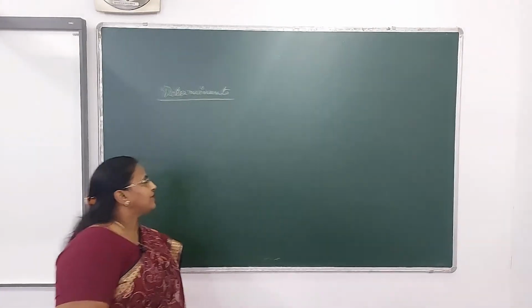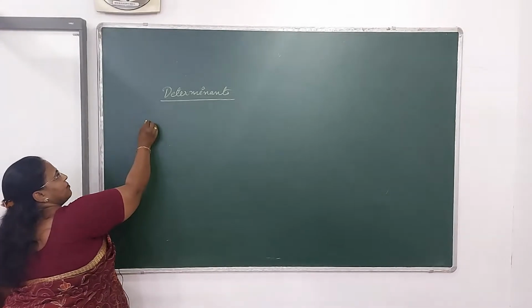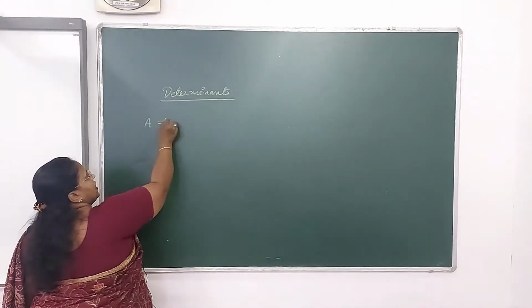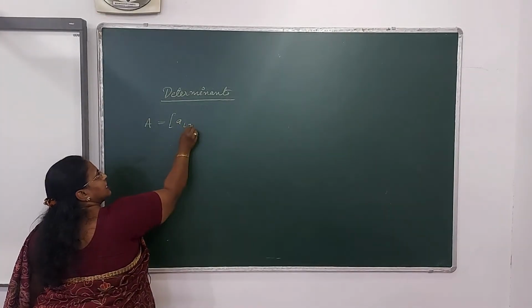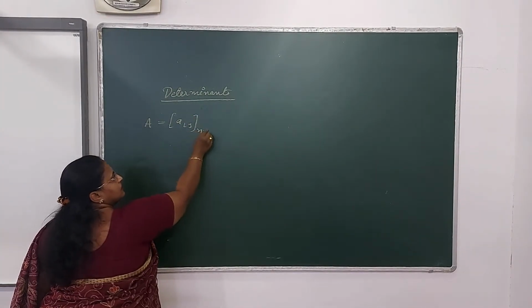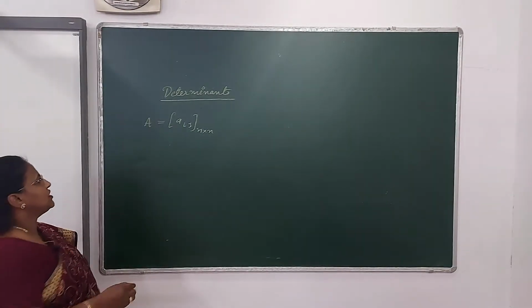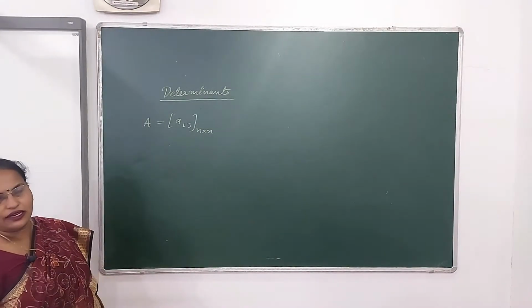Now see here, let A be a square matrix of order n. So A is equal to Aij. Square matrix means the number of rows and number of columns is the same. So this is a square matrix of order n.